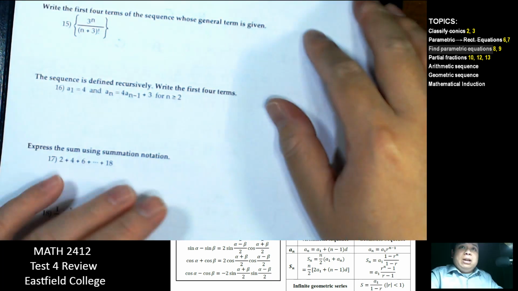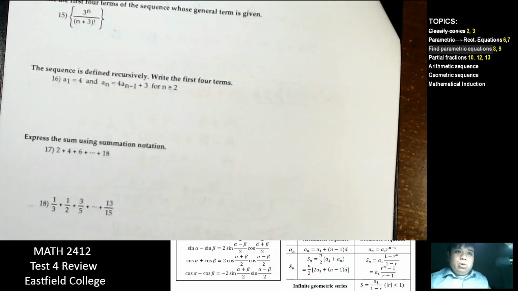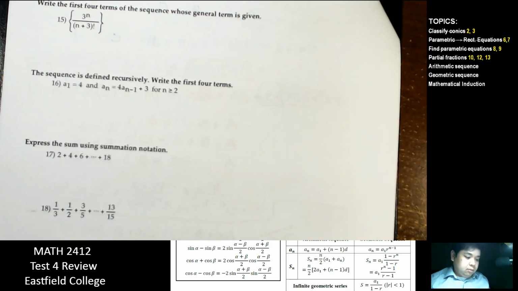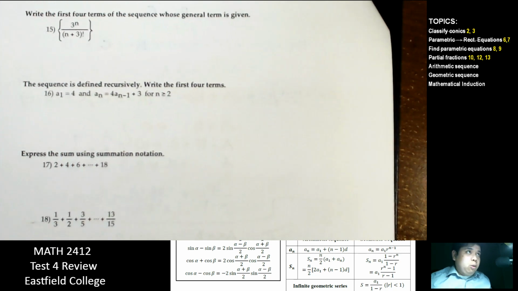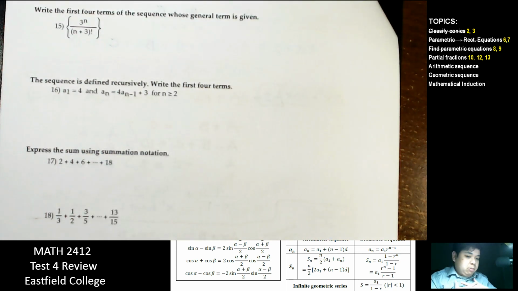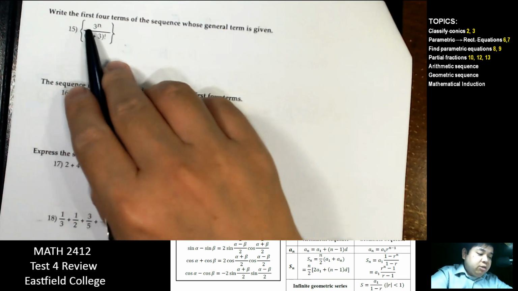Next, arithmetic sequence and geometric sequence. This is just like college algebra. The formula will be on that side. That is the topic. We have some questions that are not in that topic, but we go over them here as well. So write the first four terms.